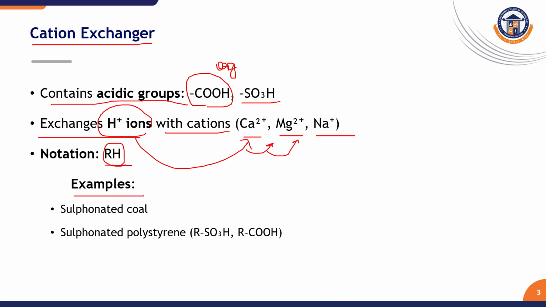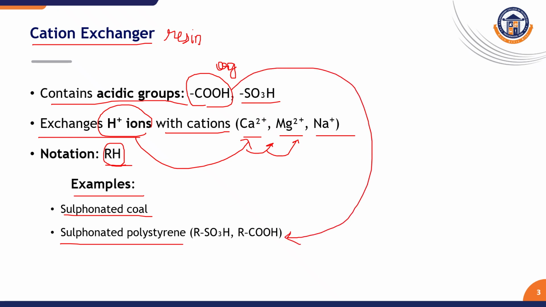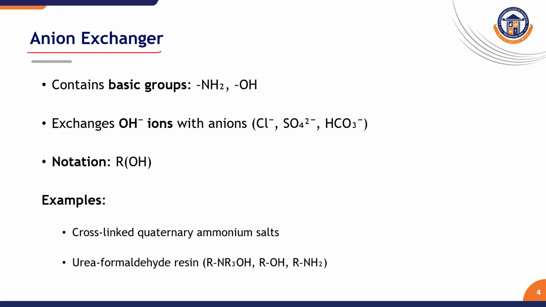What are the examples of this cation exchanger resin? We take sulfonated coal and sulfonated polystyrene, that is RSO3H and RCOOH. We know that the carboxylic acid is present here, and the sulfonic acid is present in the sulfonic acid compound. Here R may be any group, an alkyl group or any aryl group. Clear? Then we move on to the anion exchanger resin.